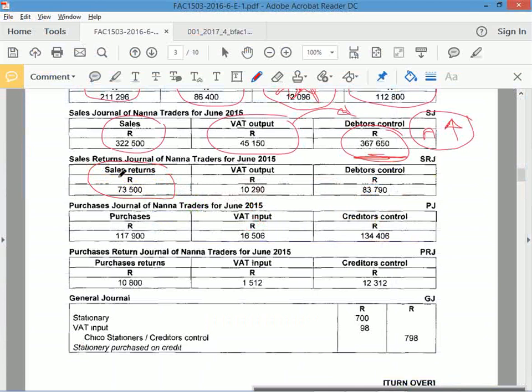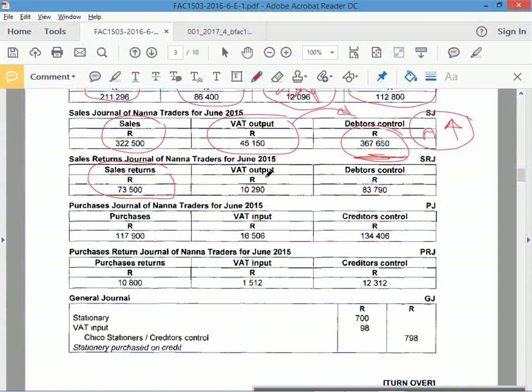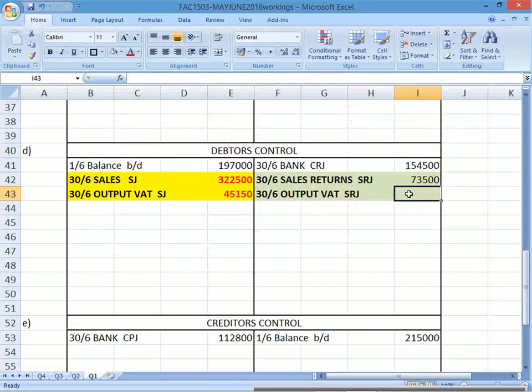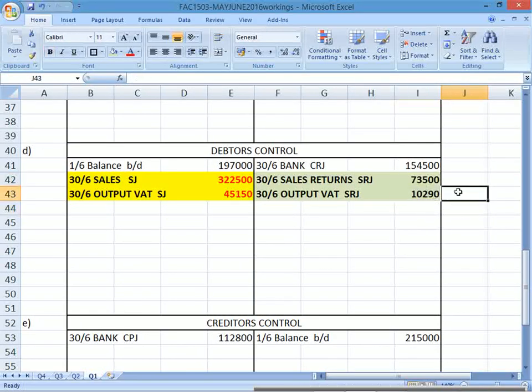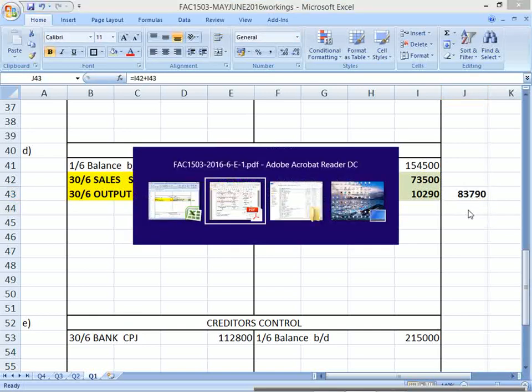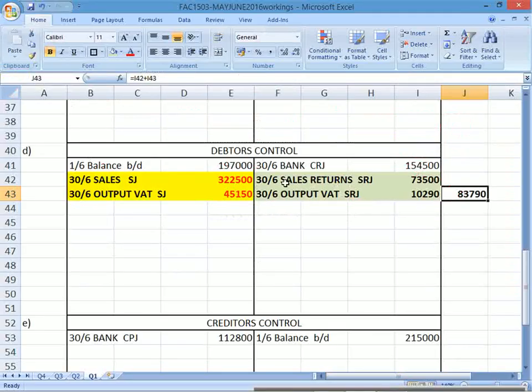How much was the sales return? 73,500. How much was the output VAT? 10,290. Notice again, if I add up those two amounts, have a look at this. This plus that, what do I get? I get 83790, which is the same as that, because your asset is decreasing. Why is the asset decreasing? It's because of my sales returns and the VAT that I'm reversing out. Just to show you that additional working. Happy with that journal? Perfect.